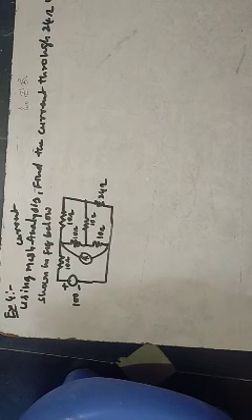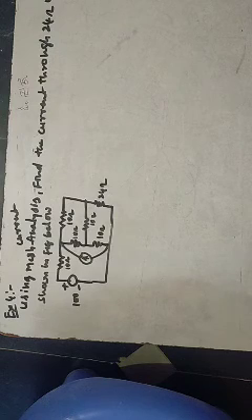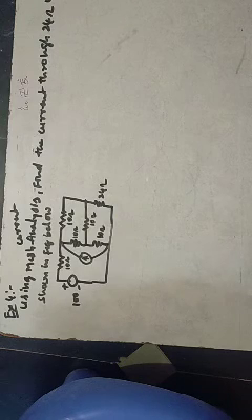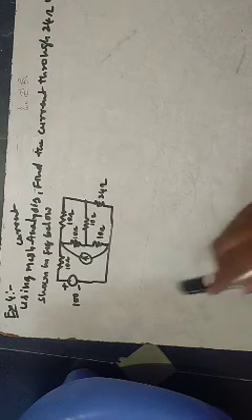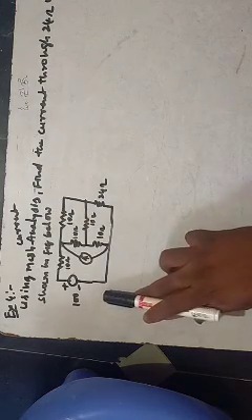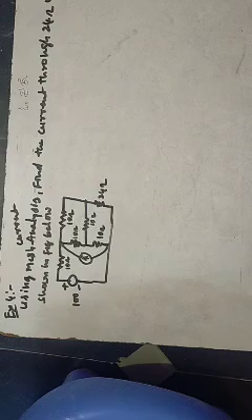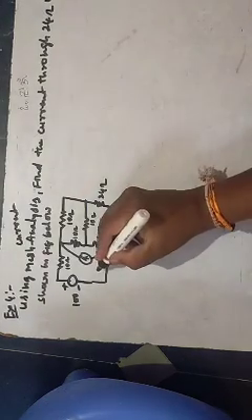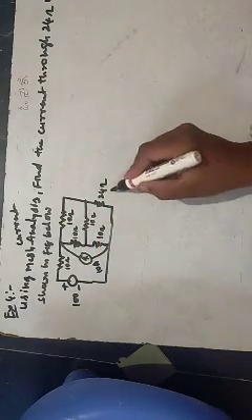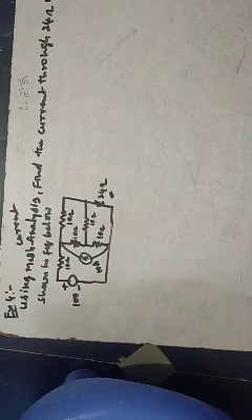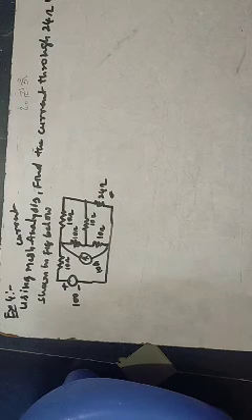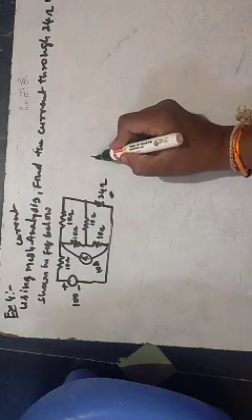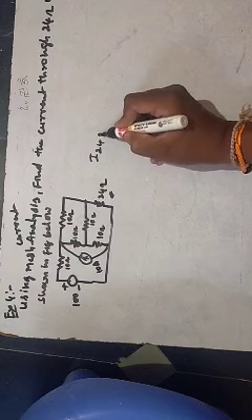The question is, using mesh current analysis, find the current through 24 ohm in the circuit shown in the figure below. Here is the circuit with a 100 volt voltage source and a current source of 10 ampere, and all the resistances are 10 ohm except this 24. In this question, we need to find the current in 24 ohm.